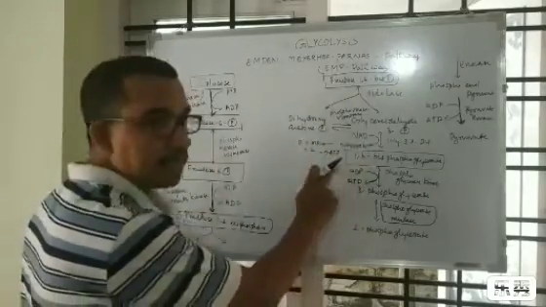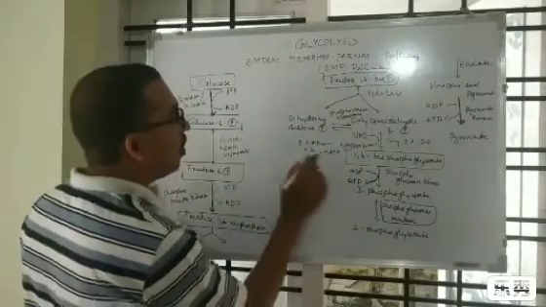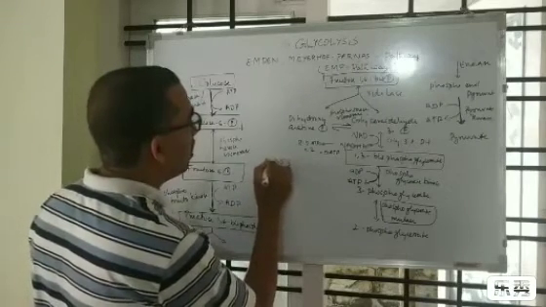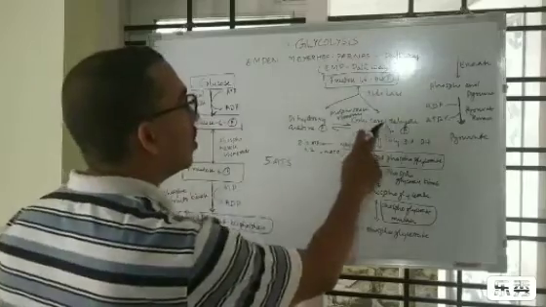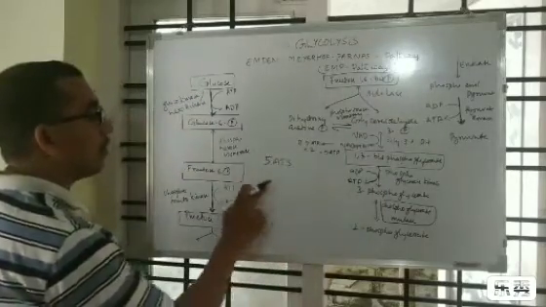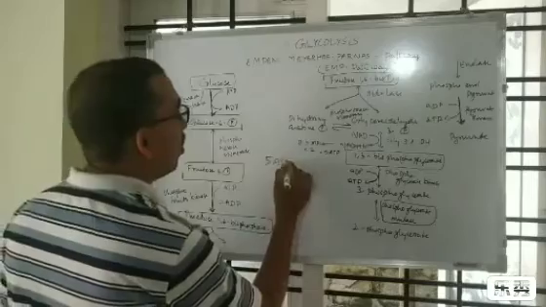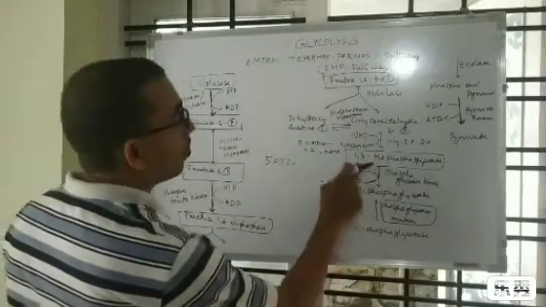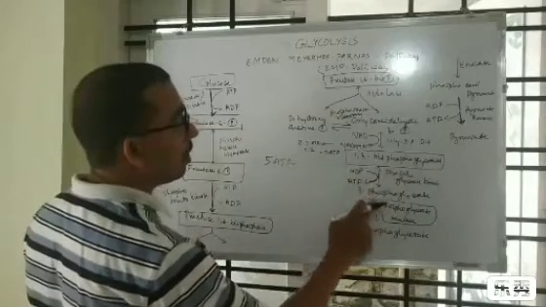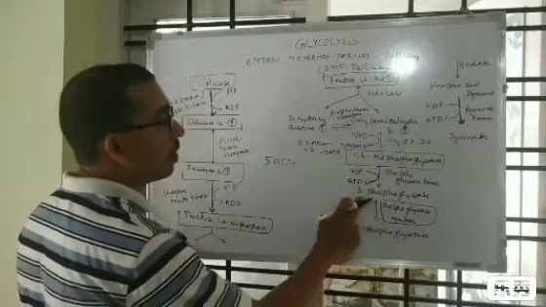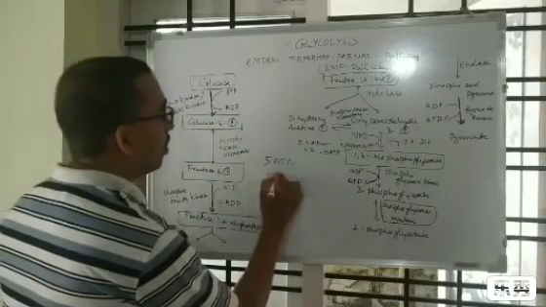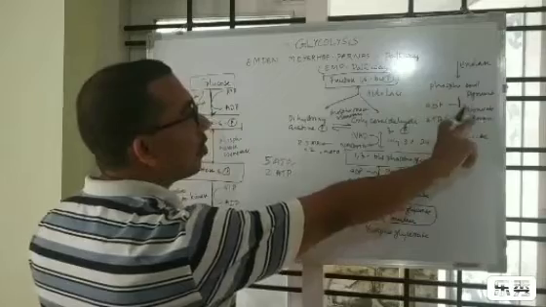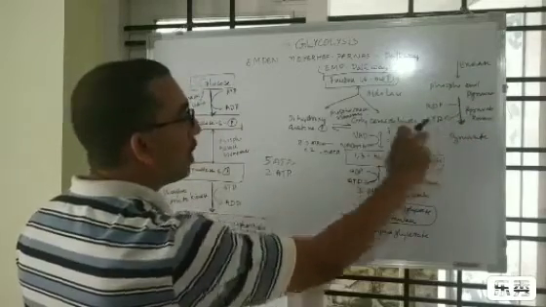Here two NADHs are produced. So 2.5 into 2, total 5 ATPs are produced for the conversion of glyceraldehyde 3-phosphate to 1,3-bisphosphoglycerate. Then substrate level phosphorylation: two molecules of 1,3-bisphosphoglycerate convert into two molecules of 3-phosphoglycerate, so 2 ATPs are produced. Then for substrate level phosphorylation of phosphoenol pyruvate to pyruvate, 2 ATPs are produced.